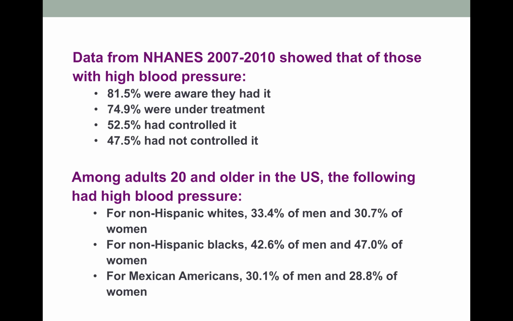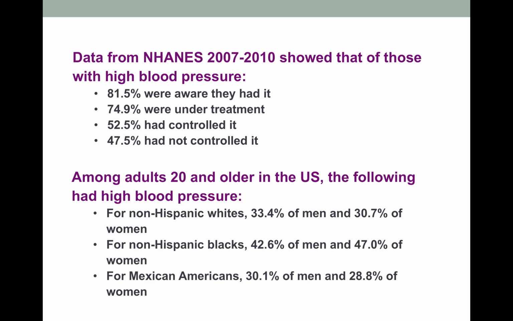So some more really interesting facts from the NHANES data from 2007 to 2010. Of those with high blood pressure, about 82% were aware that they had it, 75% were under treatment, 53% had controlled it, and about 48% had not controlled it. Okay, so there are a few things we need to point out here.